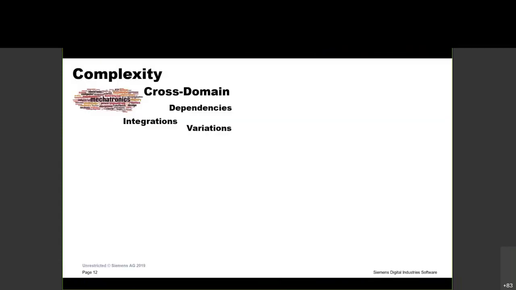You know what we are doing in this video? Well, a couple of things. First, complexity. This is the whole mechatronic challenge. This is about dealing with cross-domain dependencies, integrating domains together, and then eventually a lot of variations. Many of the complex enough products have a lot of variants you need to deal with, and eventually what you're trying to do there is not to duplicate data, but enable configuration.